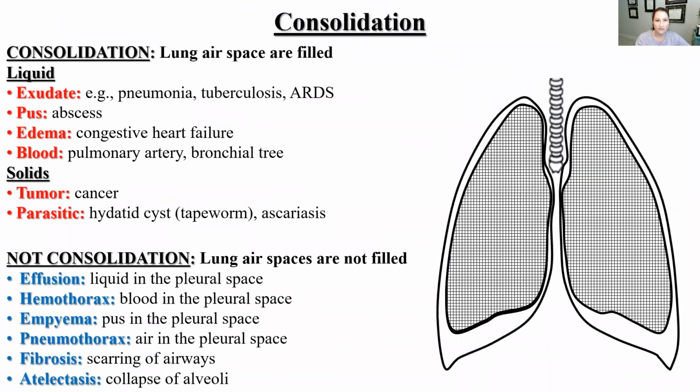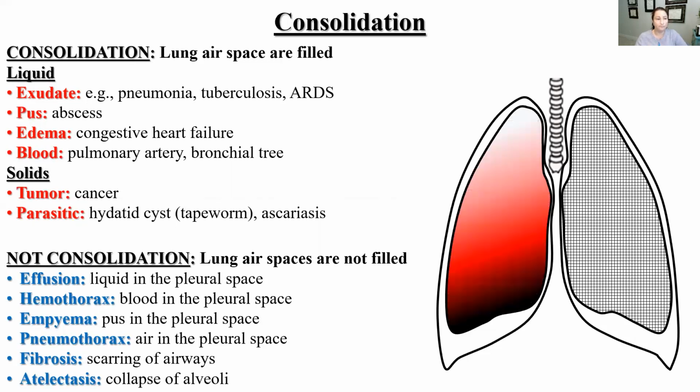I want to start out by defining something called consolidation. You will hear this word a lot in this unit, and I want to make sure we have a very clear definition of what consolidation is. Very simply, consolidation is when the areas for gas exchange within the lung are filled with something that is not air. So if we look at our pretend lungs over here, you see all the cross marks here. All of those cross marks are going to represent the areas of gas exchange within the lungs. So consolidation can either be a liquid or a solid.